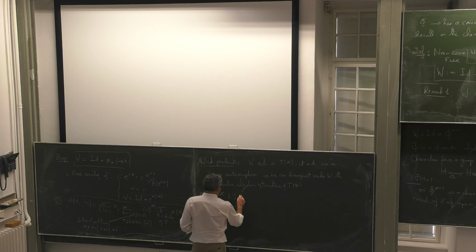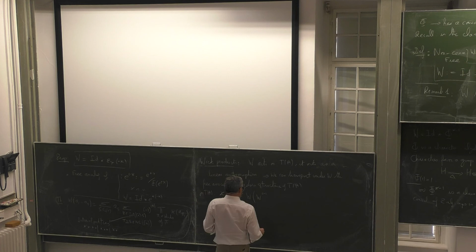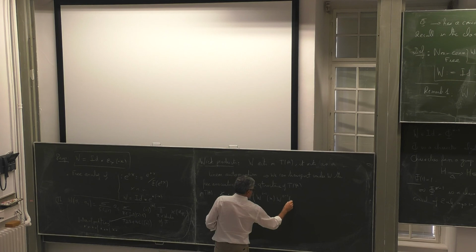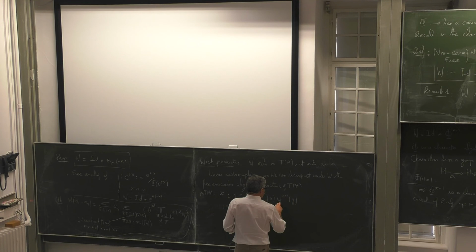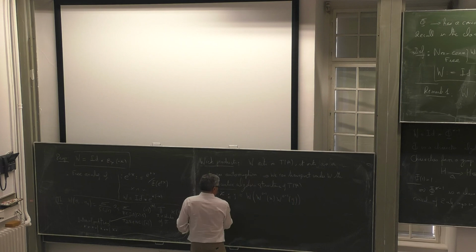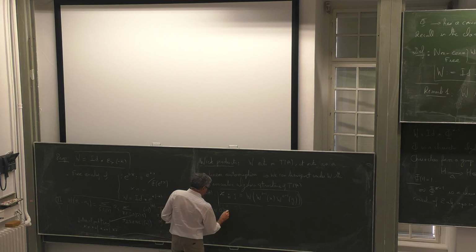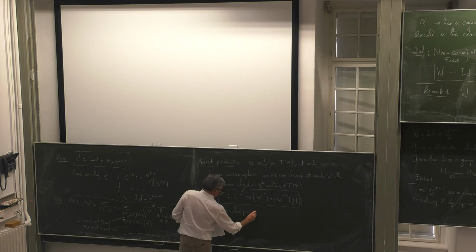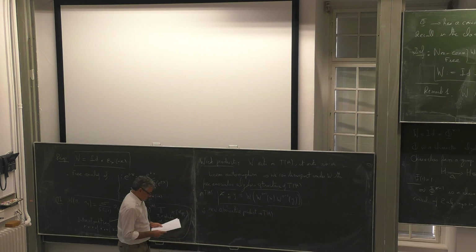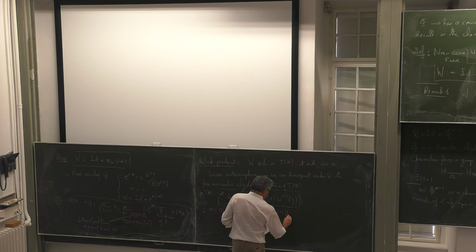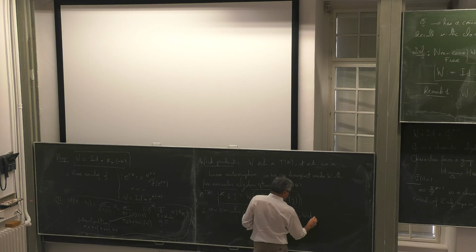So defined by conjugacy, the composition inverse of W that we apply to X, the product with the convolution inverse of W that we apply to Y, you apply W, this defines a new product, which is by construction associative, unital. So a product which is a candidate to be the free Wick product on T of A.